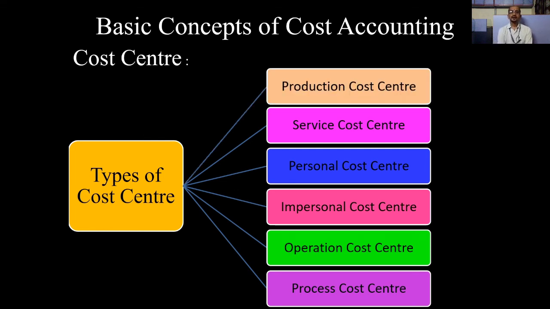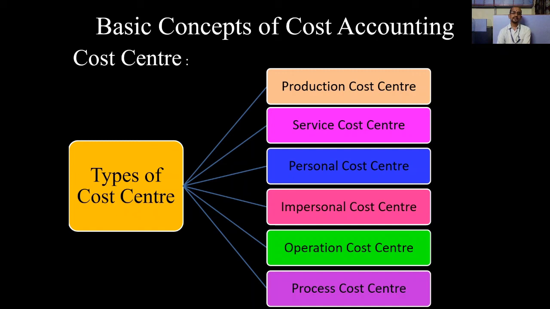First, production cost center. Production cost center means where you actually do your production. Whatever expenditure you incur over there will be your production cost center. You have to accumulate all the cost which is related to production. Next is the service cost center. You produce in a factory, but that is not sufficient. You have to keep an office to manage things. Whatever expenditure you incur for maintaining that office comes under the service cost center.